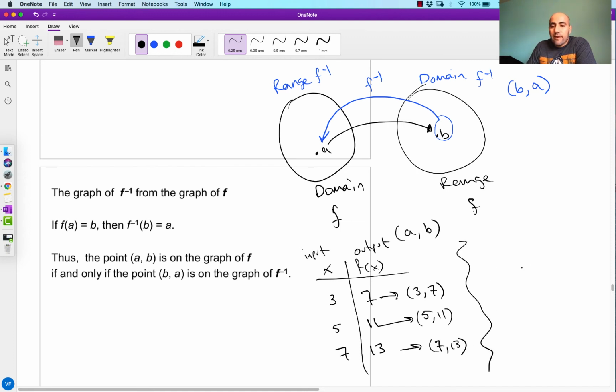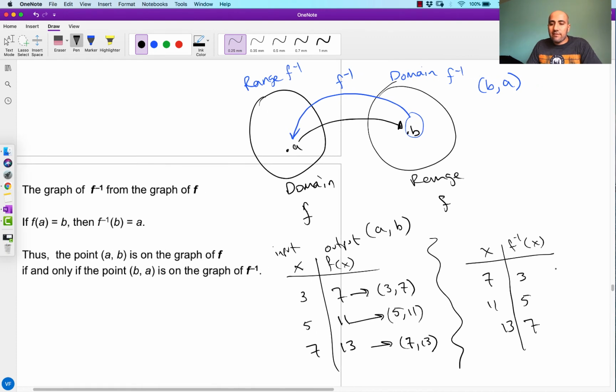So if we want to just think about the table of values for the inverse function, so if I have some sort of an inverse function here, f inverse of x, the inputs are going to be these guys, right? So 7 must lead to 3, right? Because it's the inverse, it will undo it. So 7 leads back to 3, 11 leads back to 5, and 13 leads back to 7. Therefore, the inverse function is going to have the ordered pairs 7, 3, 11, 5, and 13, 7.